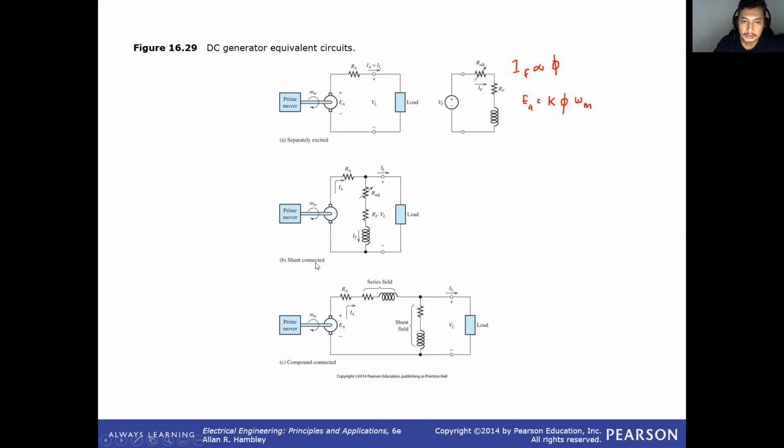The second one is the shunt DC generator. As you can see, because of the name, the field circuit is connected in parallel with the armature circuit. This is your field circuit here, where we have a variable resistance that you can adjust to control the value of the field current, and IA plus IF equals I load.